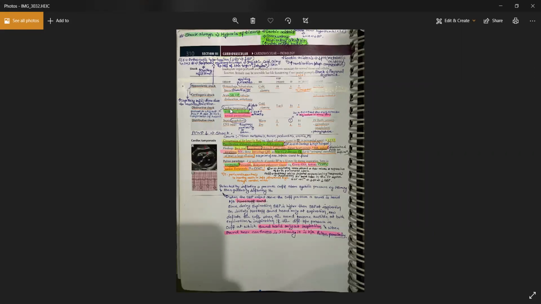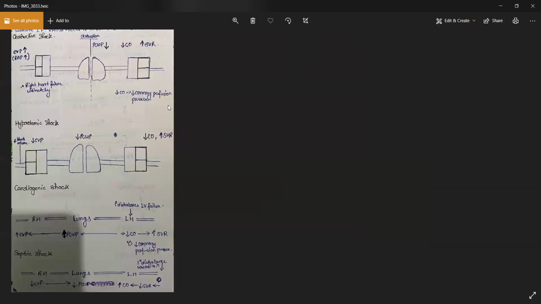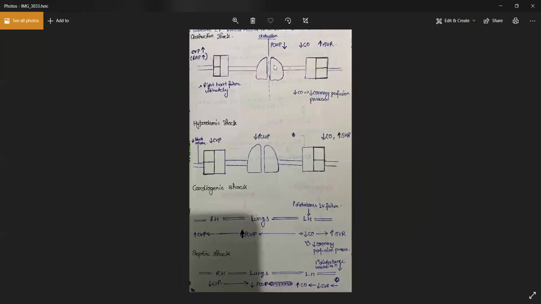So remember three things. Either the right-sided MI can happen, the cardiac tamponade can happen, the pulmonary embolism can happen, or the tension pneumothorax can happen. You will study that later in the respiratory section, how the tension pneumothorax shifts the mediastinum, and because of this shifting of the mediastinum, the blood cannot travel inside the lungs. So you have an obstruction in the flowing of this blood, right?